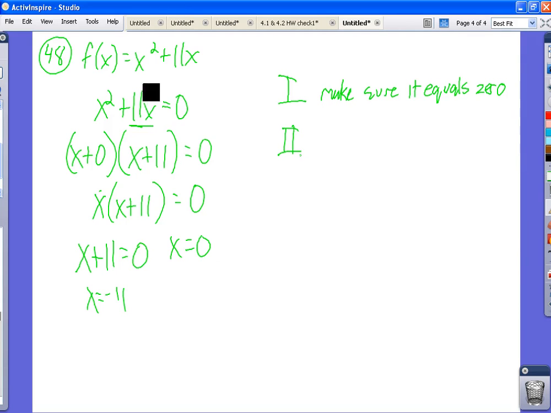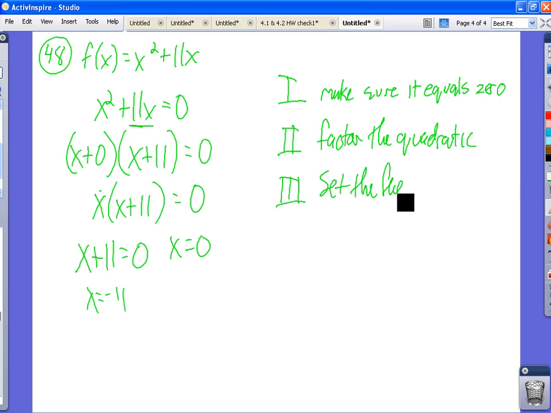Then what do we do next? What do we do with this? Factor it. Factor the quadratic. Okay, now we factor the quadratic. What do we do with those factors? Well, if we multiply, we just wind up with this again. We say this has to be zero, or this has to be zero. So we set the factors equal to 0.